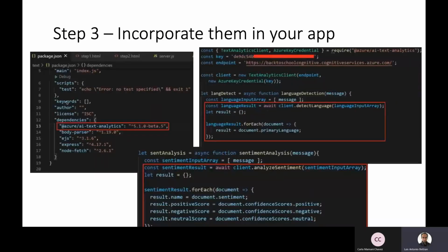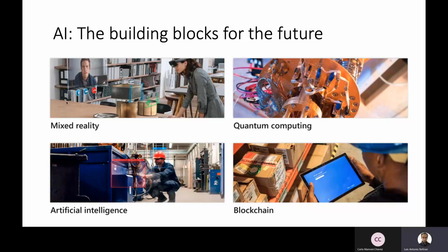So, to conclude, AI is really important nowadays because it will help us to build the future. Mixed reality, quantum computing, blockchain, all are AI and ML applications. So let's be part of that future.